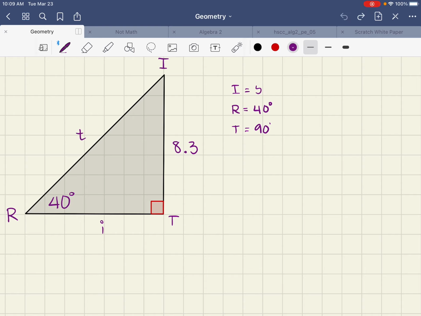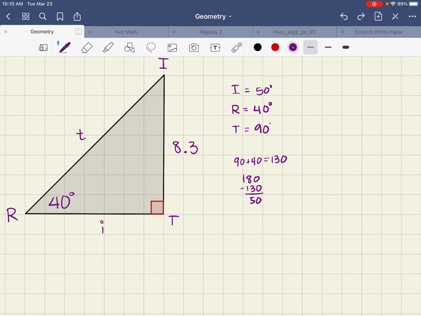Now, for those of you that don't know how I figured that out, I said 90 plus 40, right? That came out to 130. And I subtracted that from 180 because I know that all the angles have to add up to 180. And this gives us angle I, which is 50 degrees. If you want to set up the equation, you can. You could say I plus R plus T has to add up to 180, and then plug it in and solve. But I did what most of you are doing in class, where you just add the two that you know and then subtract that result from 180. And that gives you the leftover angle.